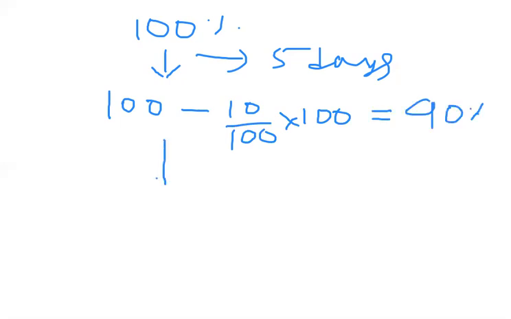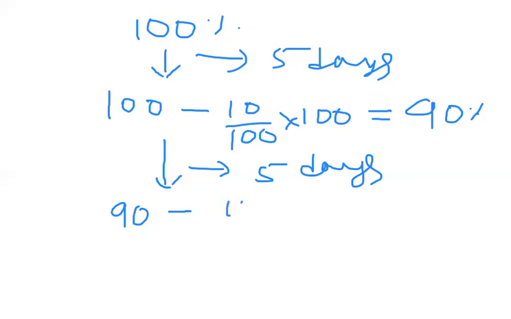Again, in the next 5 days, in this 90%, 10% decays. So many students are thinking that, sir, in the next 5 days, 90 minus 10, 80. It is wrong. They're not telling that every time 10% decreases from the original. 10% of the quantity decreases. Out of 100%, 10% decreases. Again, out of 90%, 10% decreases.